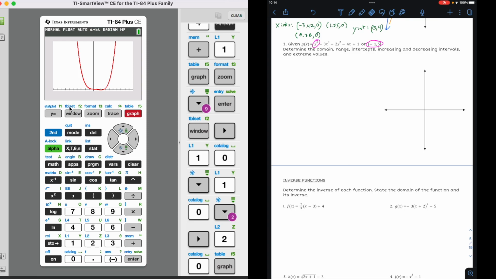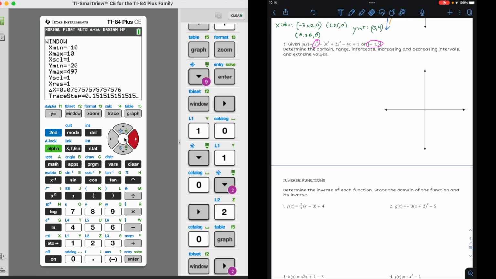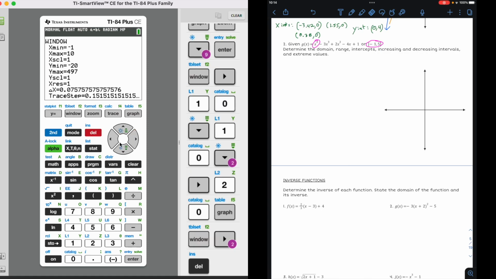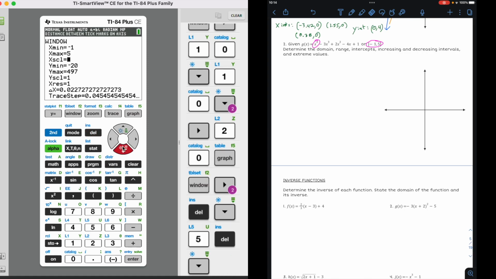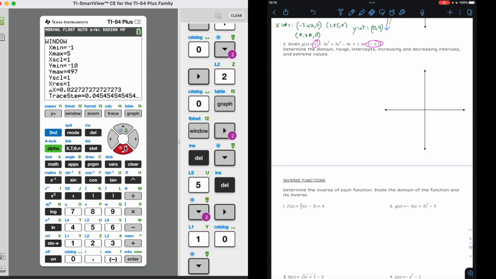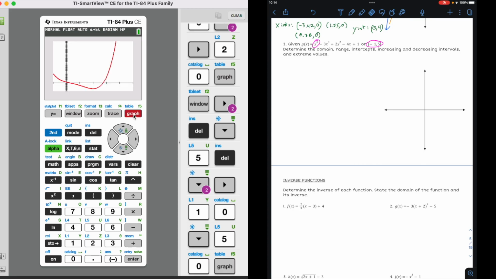Now we got to get in a little bit closer. So let's restrict our domain to the one the problem specifies. So we want -1 to +5. So that's our x min and x max. And then our x scale will just count by ones again. Y min, it seems like we don't go that low on the y's. So let's try -10. And then our y max, we kind of have to play around and estimate. So let's try 50. And we'll graph it. Okay, not bad. I would kind of like to see the features a little more clearly. I'll probably get plenty of information.